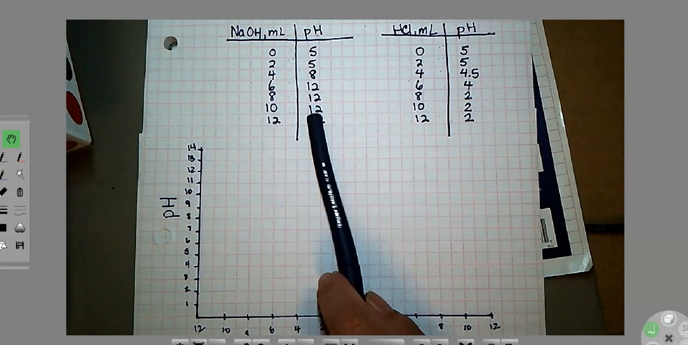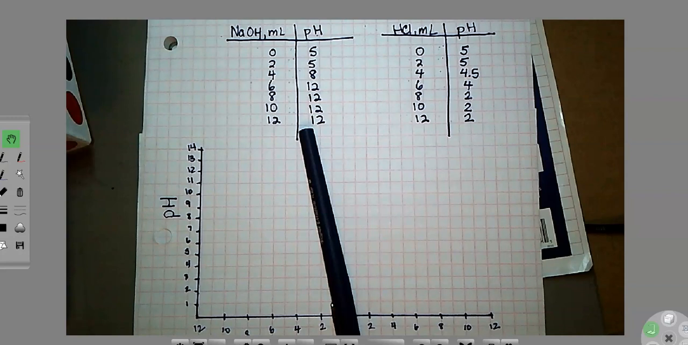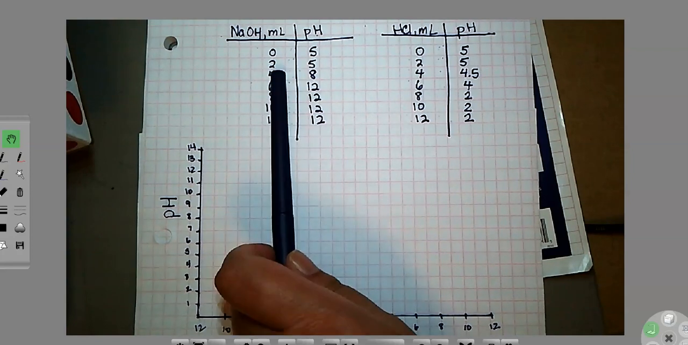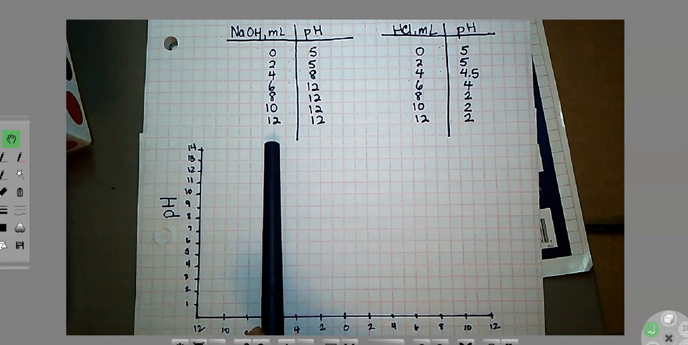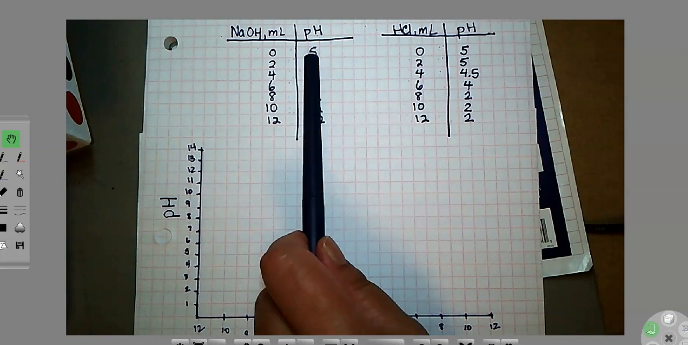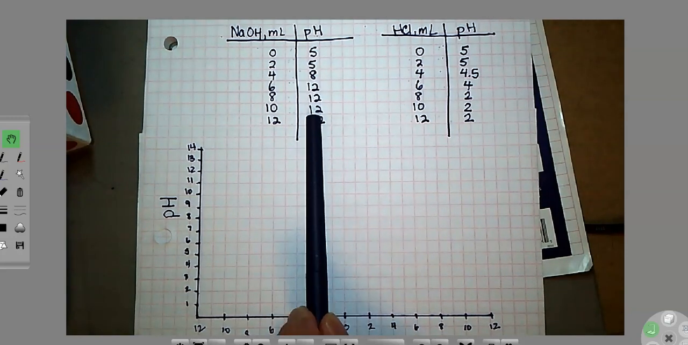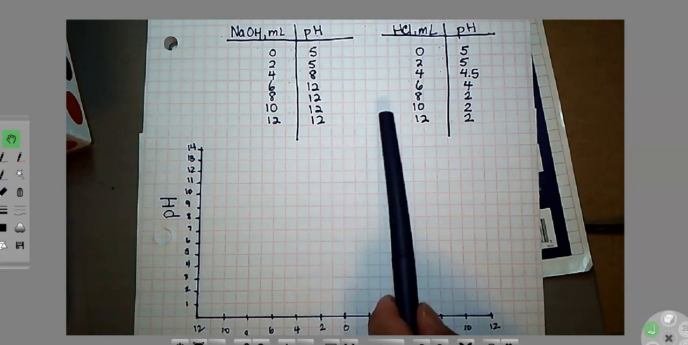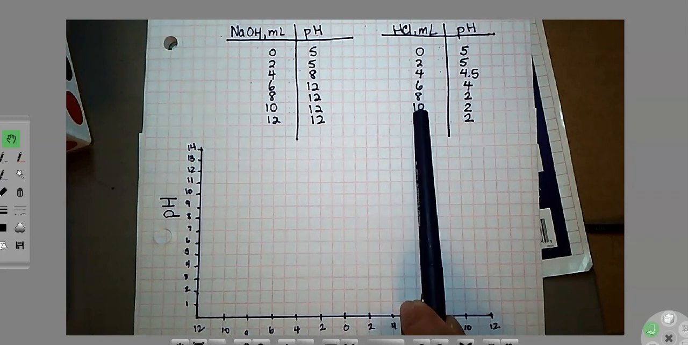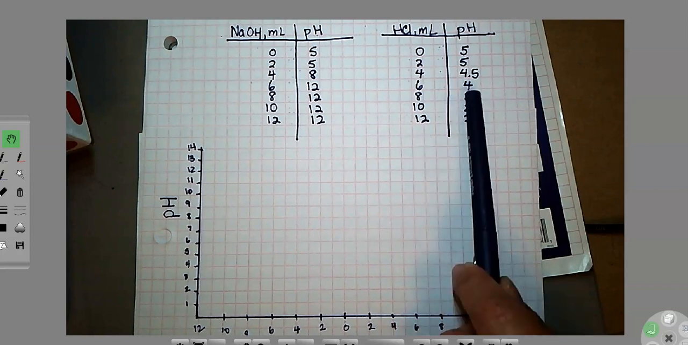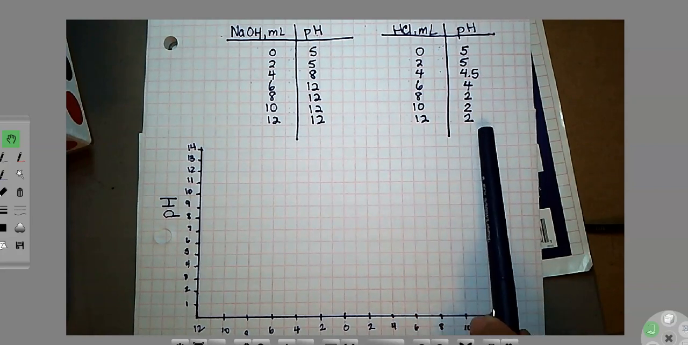One is I titrated this unknown buffer with NaOH, which is sodium hydroxide, and I've added different volumes of the base, and then I have the corresponding pHs. And I did the same thing for HCl. These are different volumes of HCl that I added, and then their corresponding pH.